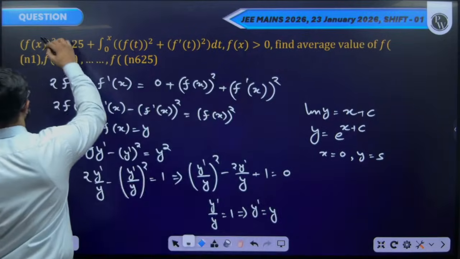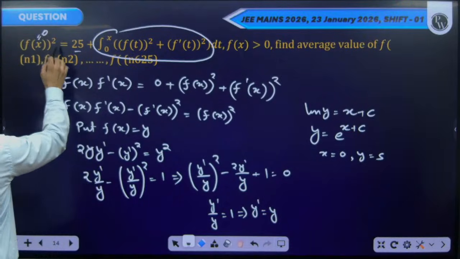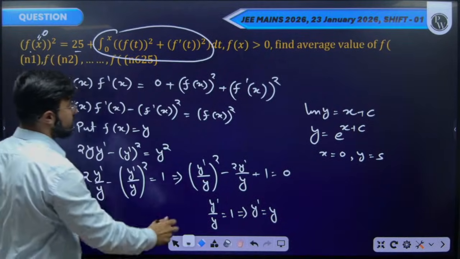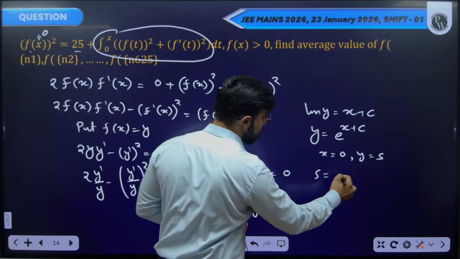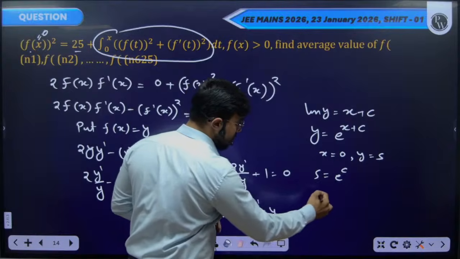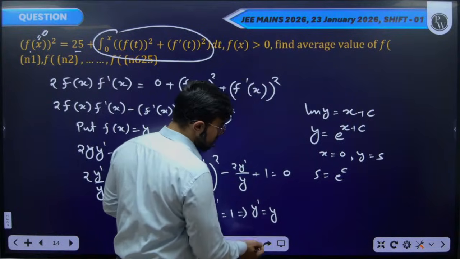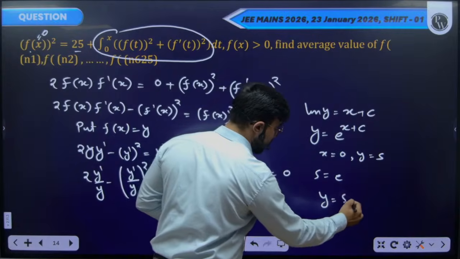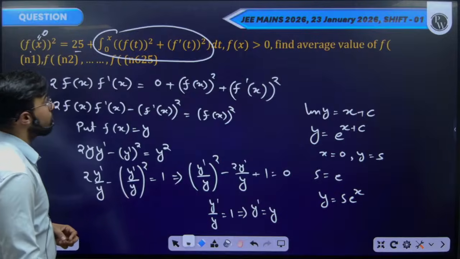Because if we put x equal to 0 here, this becomes 0. So f0 square is 25, so f0 is 5 because f0 should be greater than 0. So y is 5. 5 equals e power c. So what is the value of c? So we can write e power c as 5. Just solve it. So y is equal to 5 e power x. That's it.